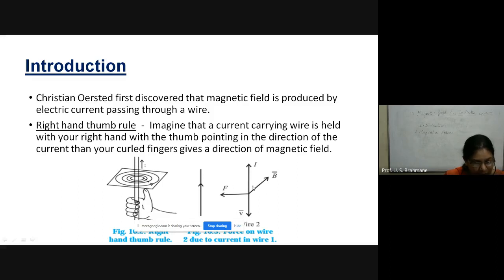And also we know that current is nothing but the flow of electrons. But one more important thing is that the conventional direction of the current flow is opposite to the flow of electrons.